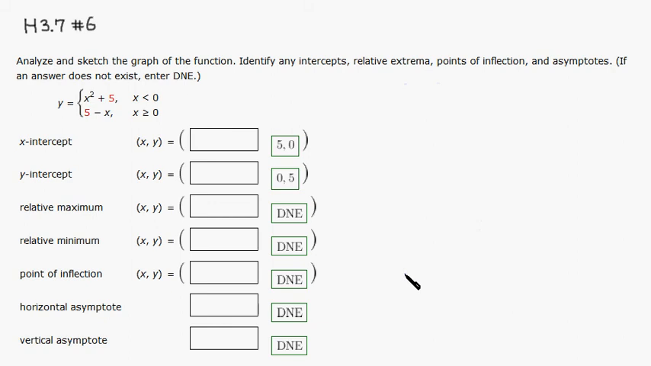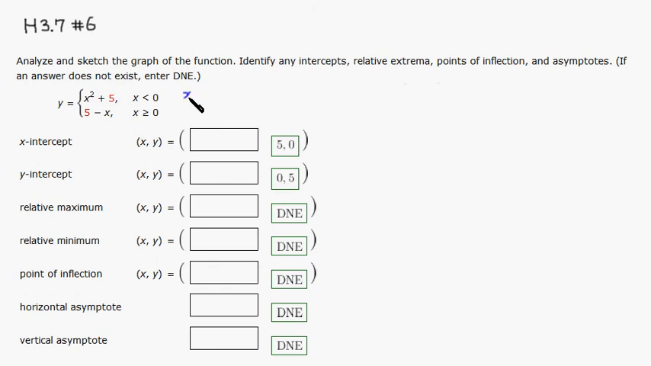Okay, let's look at homework 3.7, number 6. Let's look for the x-intercept of this function. It's a piecewise defined function, so we're going to set y equal to 0. Let's look at the top formula.